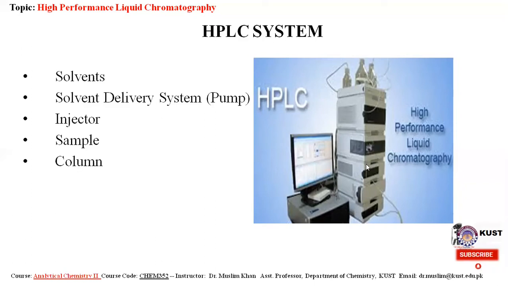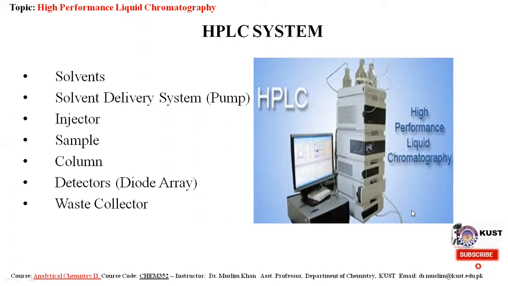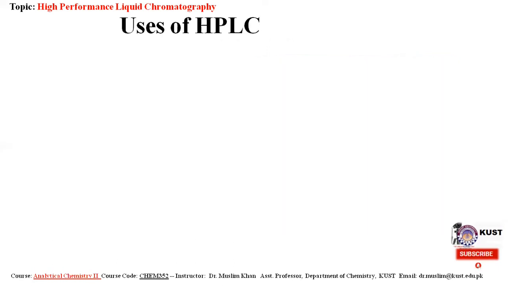Here the column is fitted in that part of the chromatography, and this solvent along with the sample is passing through the column, where different components are separated. Here in this part of chromatography, a detector, usually a diode array detector, is set, and a waste collector is also lying here to collect the waste. Then this computer system, the recorder or data collection system, is there. So this is the typical HPLC system, which consists of different components.